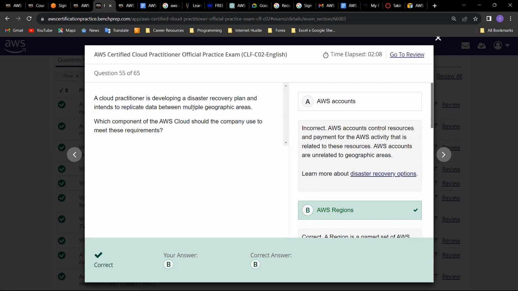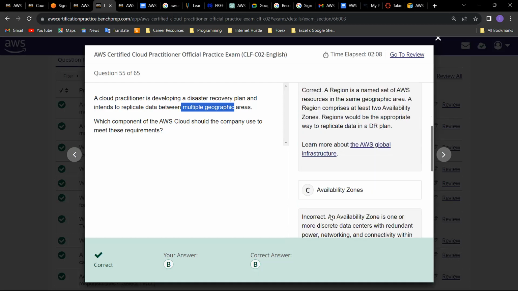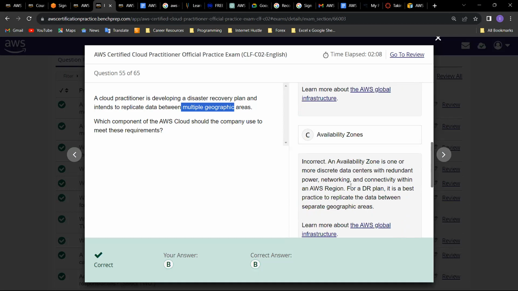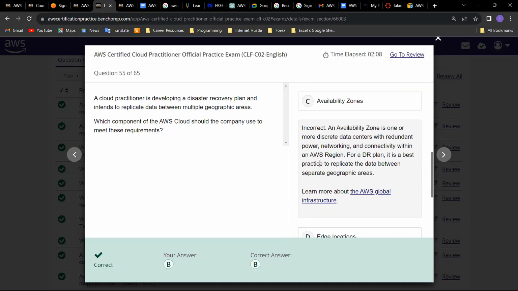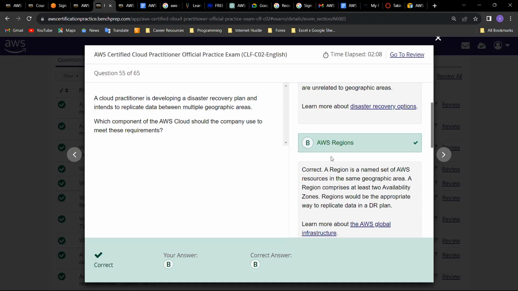55. A cloud practitioner is developing a disaster recovery plan and intends to replicate data between multiple geographic areas. So here I also said geographic areas, that's the keyword. We are talking about regions, right? Availability zones are discrete data centers with redundant power, so those are within a region. They don't span across geographical areas. So the right answer is regions.